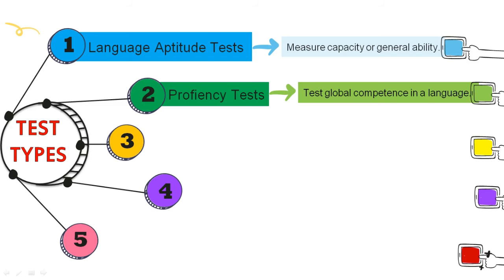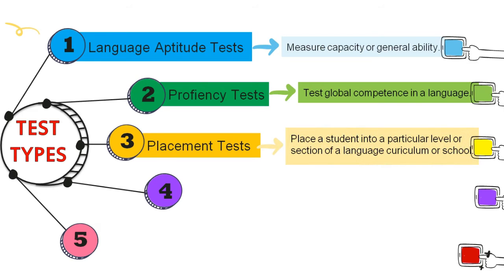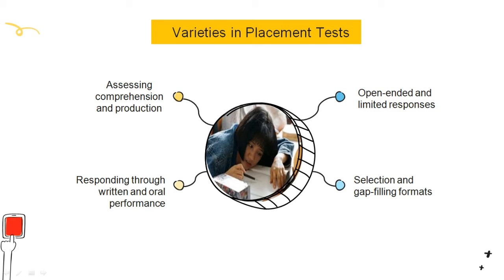Next, placement test. This test aims to place a student into a particular level or section of a language curriculum or school. This test usually includes a sampling of material to be covered in various courses. So, this test comes in many varieties. There are assessing comprehension and production, responding through written and oral performance, open-ended and limited responses, selection and gap filling formats, and this depends on the needs.